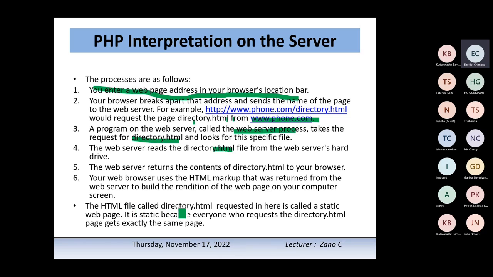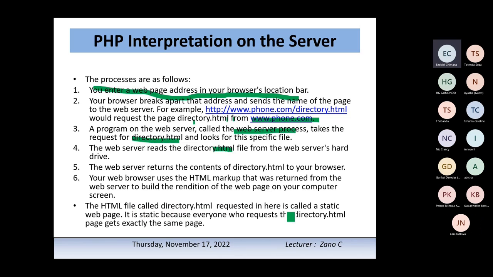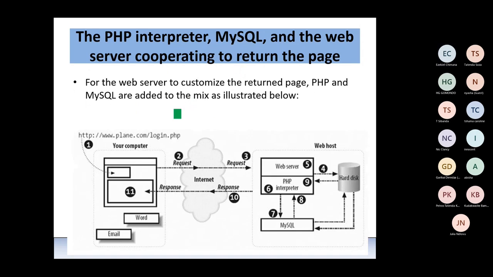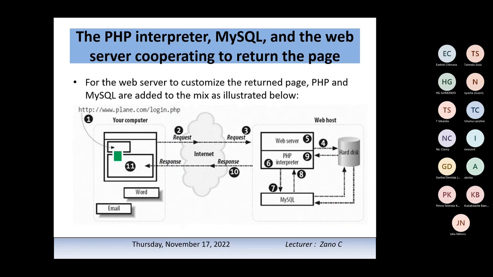The HTML file called directory.html requested here is called a static web page. It is static because everyone who requests the directory.html page gets exactly the same page. So the PHP interpreter, MySQL, and the web server cooperate to return the page. Here, for the web server to customize the returned page, PHP and MySQL are added to the mix as illustrated.